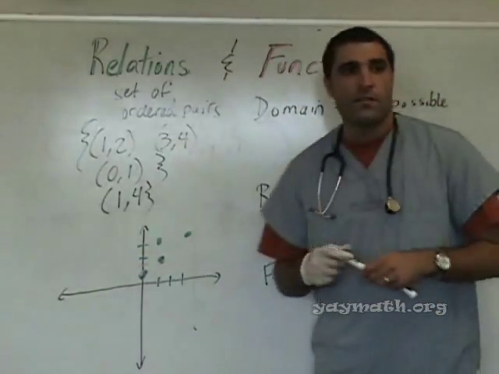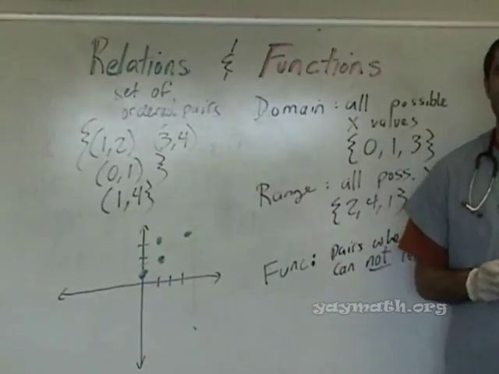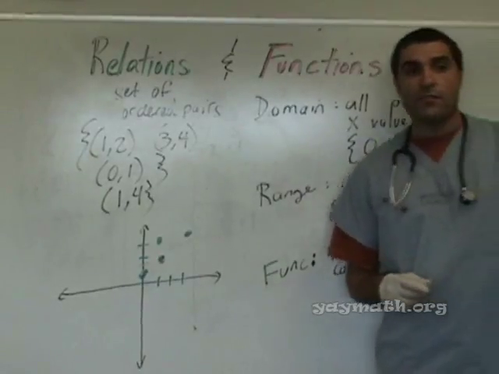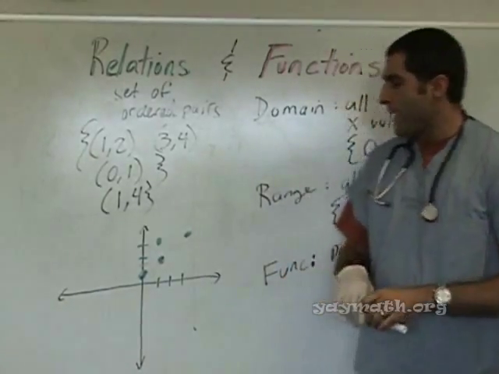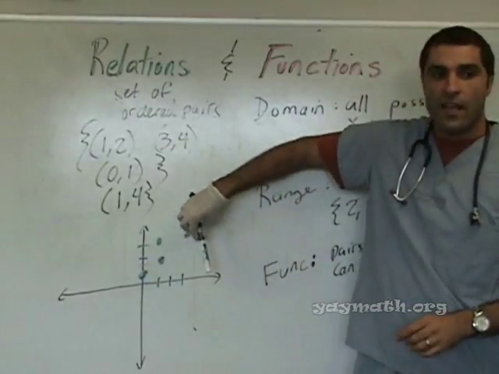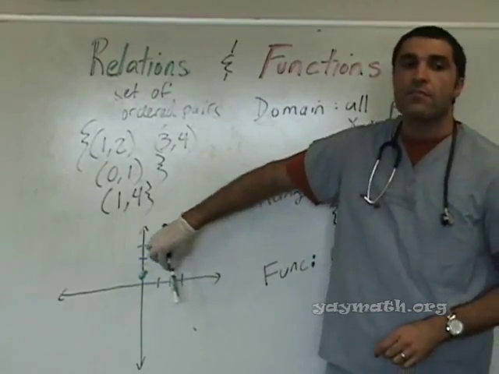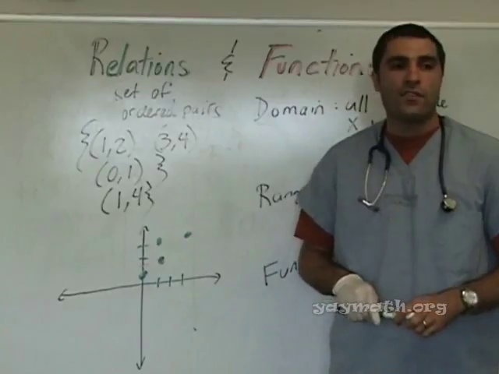Isn't it like the pencil thing where you move a pencil across to see? Yes, you're right. It's called the vertical line test. If any vertical line can hit your graph twice, it's not a function.